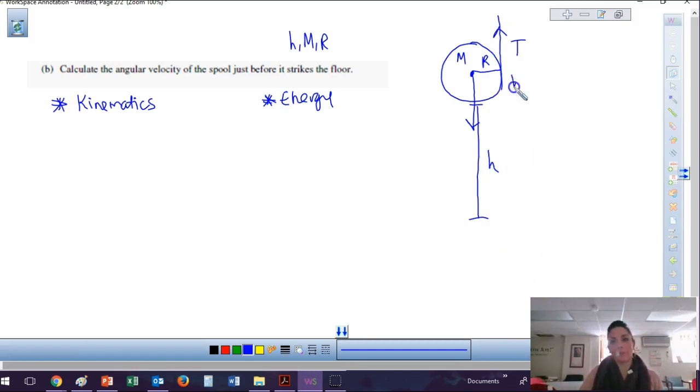A very important feature is we do know that this thing is at rest when it starts, both linear and rotational. This thing doesn't rotate to begin with, so that's a really good feature. The question is essentially what is the angular velocity right before it hits the ground. We do know from the previous problem that a is 2/3 g.